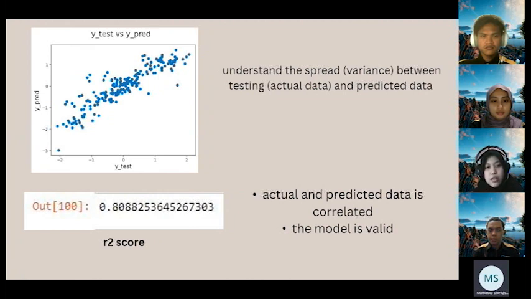Then we find the R2 score, which will determine whether the actual and predicted data is correlated or not. As the R2 score is near to 1, we can conclude that actual and predicted data is correlated and the model is valid. That's all for me. Thank you.